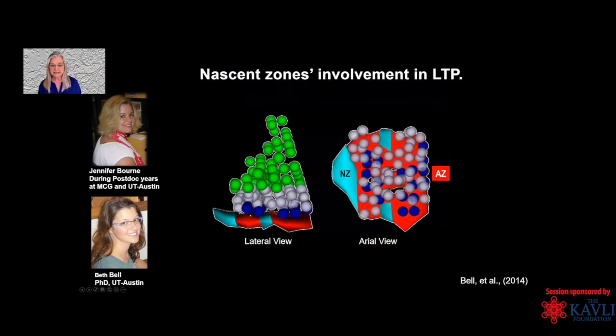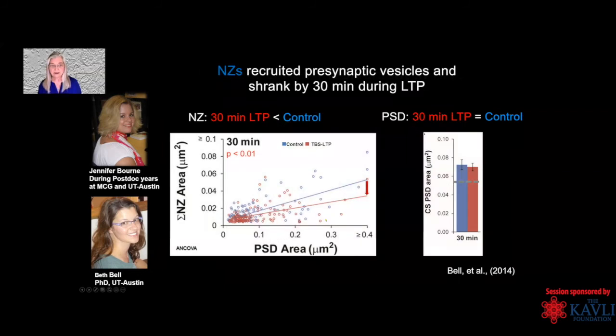And in 3D, you can see there are several patches along this synapse when viewed from the side where there are no presynaptic vesicles. And when viewed from the top, also no presynaptic vesicles and patches of postsynaptic nascent zone. So Beth looked at Jen's 30-minute data and found that the size of these nascent zones shrank by 30 minutes during LTP. And we hypothesize that this is due to the recruitment of presynaptic vesicles because there's no change in the total PSD area. And instead, what we see is growth in the active zone by the recruitment of these presynaptic vesicles.